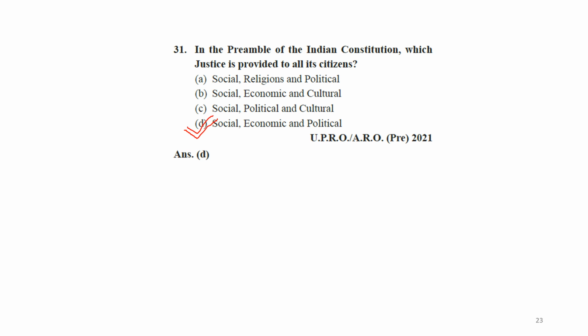UPSC has also asked many questions. So you can expect at least one question from this topic itself. It is a small preamble, just read it.